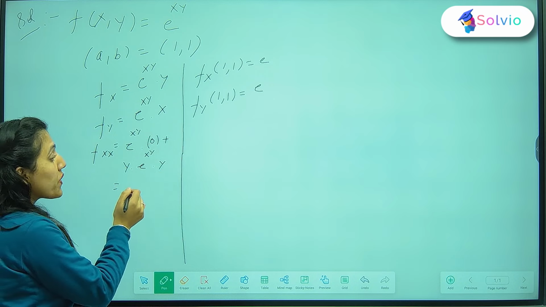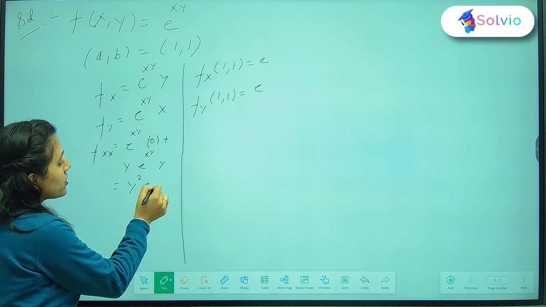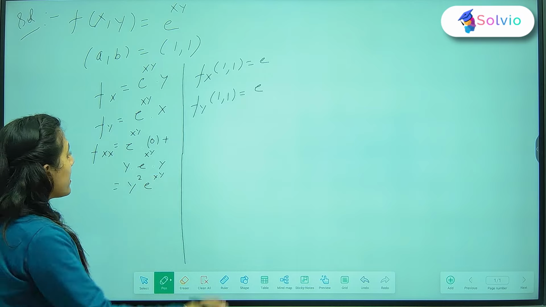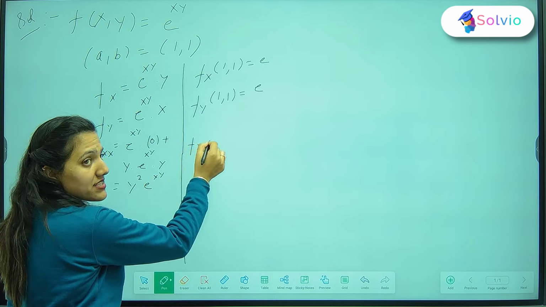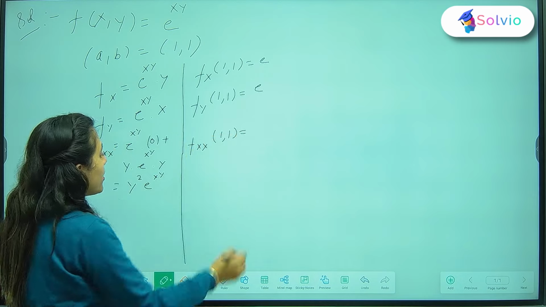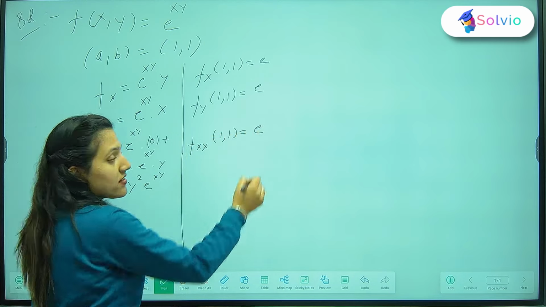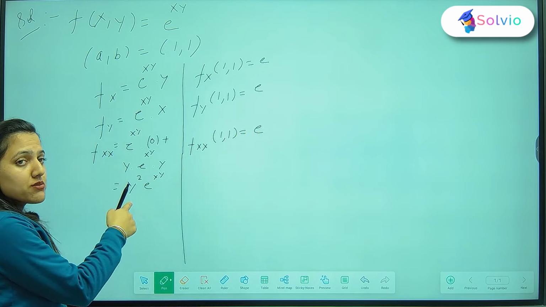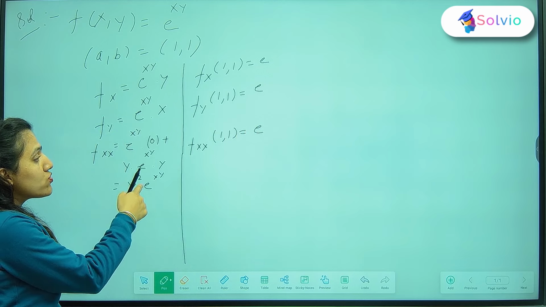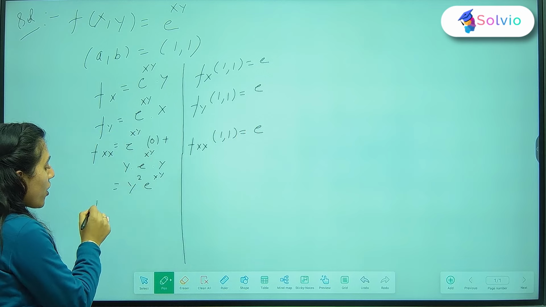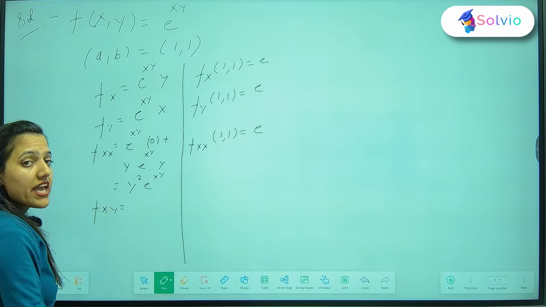Clear? So it becomes y square e raised to power xy. Now the value of f of xx at point 1 comma 1 will be equal to e. Right? Here when you substitute 1 comma 1, it becomes 1 into e, that is e. Now find f of xy.